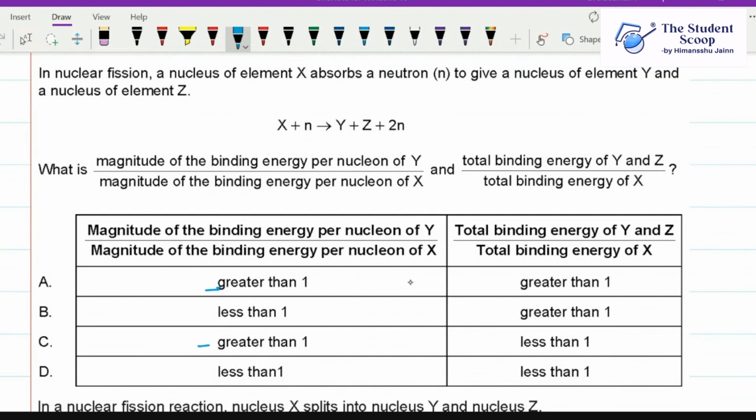And the total binding energy of X and Y upon the total binding energy of X. Now, in this scenario, the total binding energy of Y and Z upon the total binding energy of X has to be greater, because there is energy released in this reaction, and most of the energy released is taken away by the neutron. So the correct answer is 8 here.